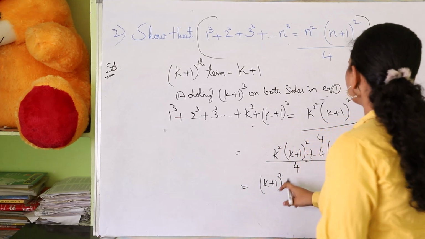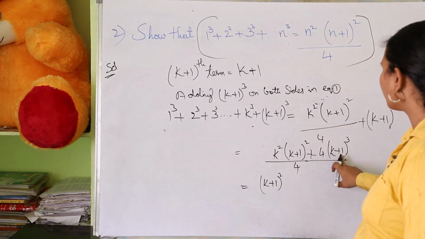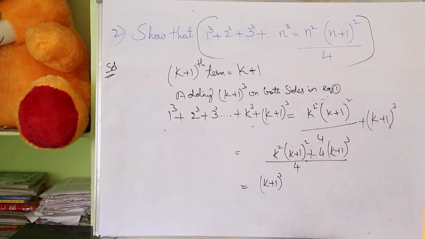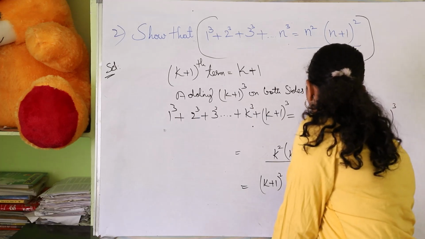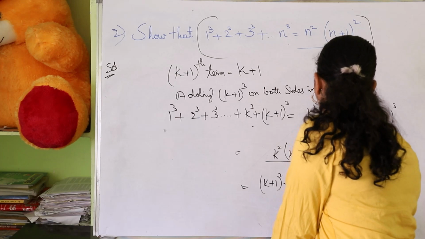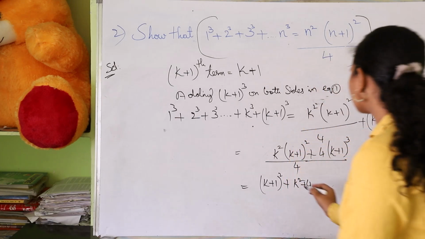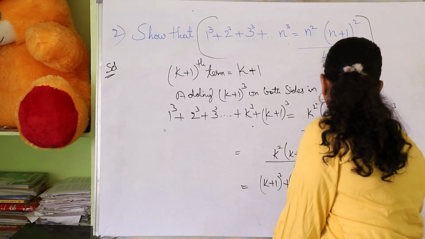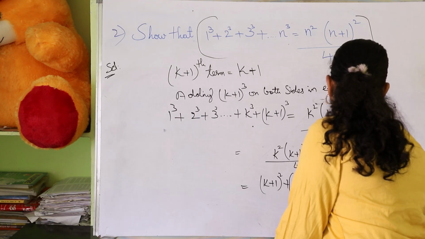Now k plus 1 whole square we got common. Now here I got k plus 1 whole cube, right? So here you go for k square plus 4, k square plus 4 as it is, k square plus 4 into k plus 1.